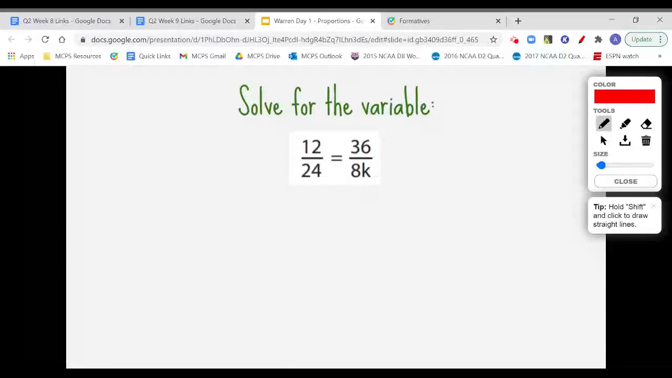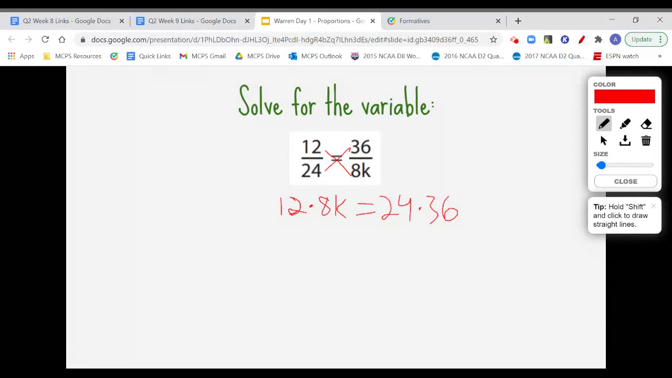So basically here is a proportion, and when we have a proportion, what we're going to do to solve is cross multiply, which means that I'm going to multiply the terms that are diagonal from each other. So for instance here, I am going to multiply 12 with 8k. But there are two sets of terms that are diagonal from each other, right? It's not just the 12 and 8k, there's this other set here, 24 and 36. And so I'm going to put 24 times 36 on the other side of an equal sign.